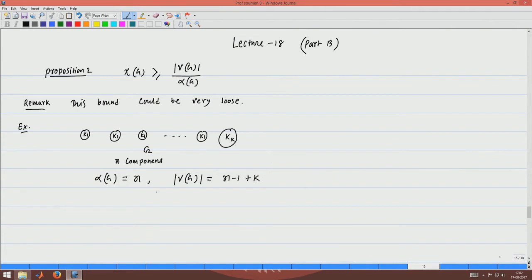Now, what is the chromatic number of this graph G? You can use the result that the chromatic number of a graph G is the maximum of the chromatic numbers of its different components C. So this component requires one color, this component requires one color, this component requires one color, but this component requires k colors. So the chromatic number of this graph is the maximum of 1, 1, 1, and k, which is equal to k.